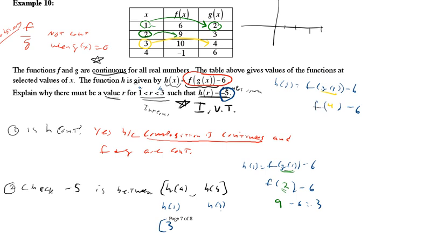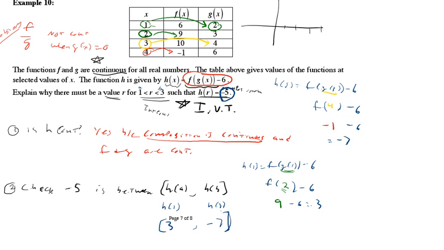Because for g of 3, I plug the 3 into g, and g of 3 is 4. And now I'm looking for f of 4. Here's 4. F of 4 is negative 1. So I've got negative 1 minus 6, which is negative 7. So the low side is negative 7, from 3 to negative 7. So that's my low and my high of the y's.